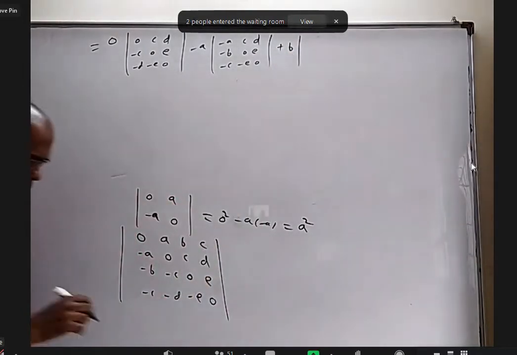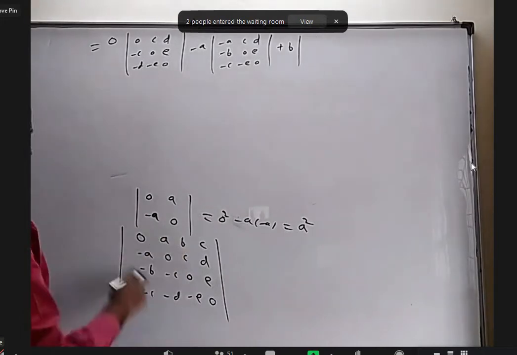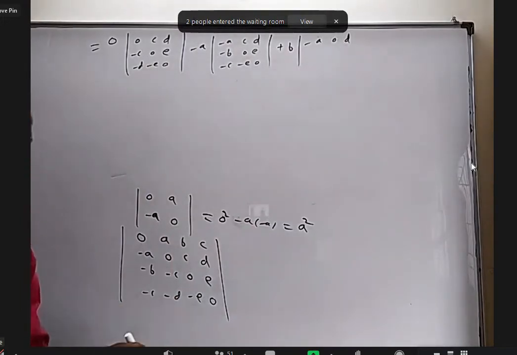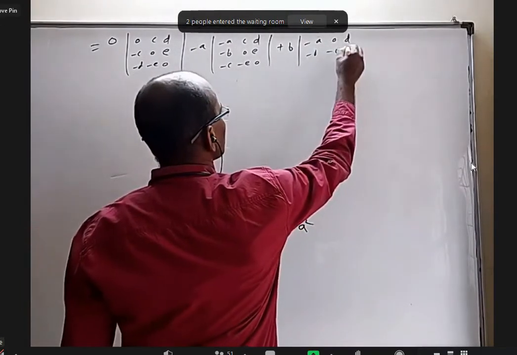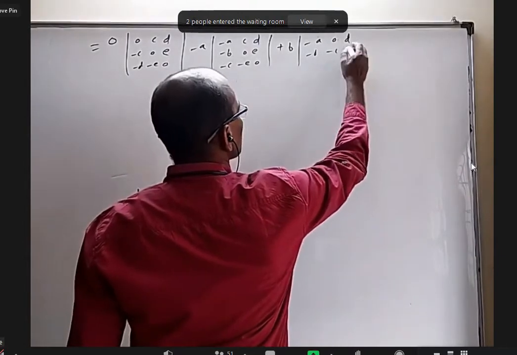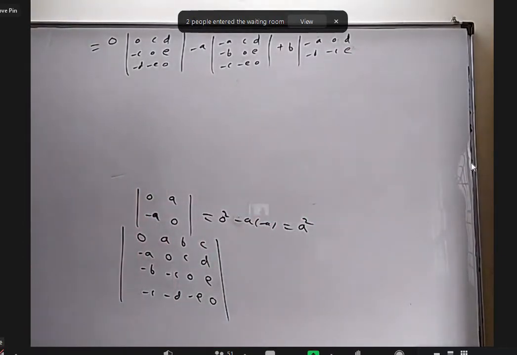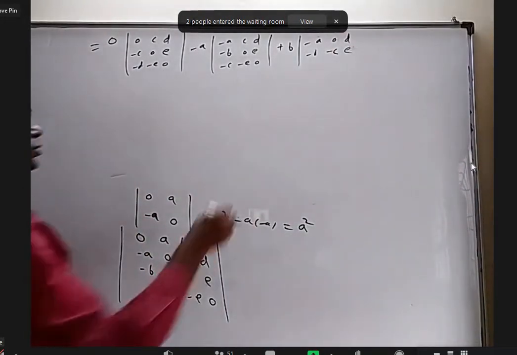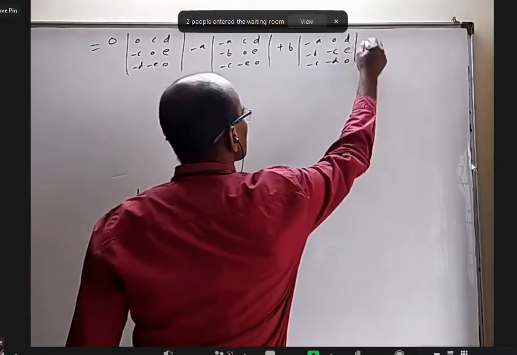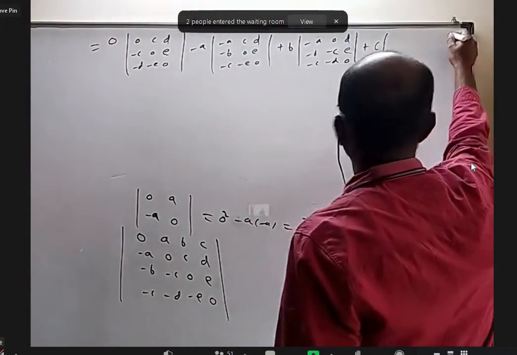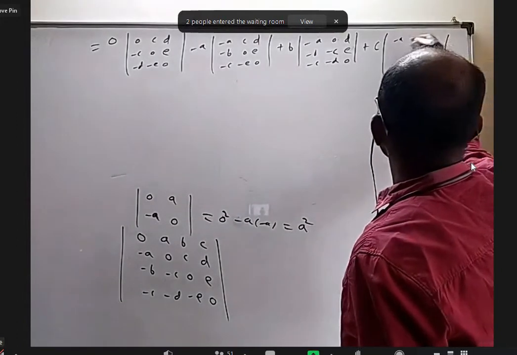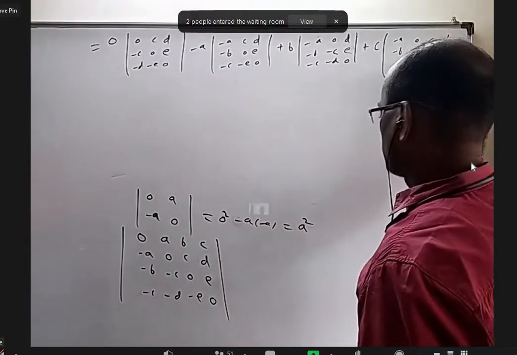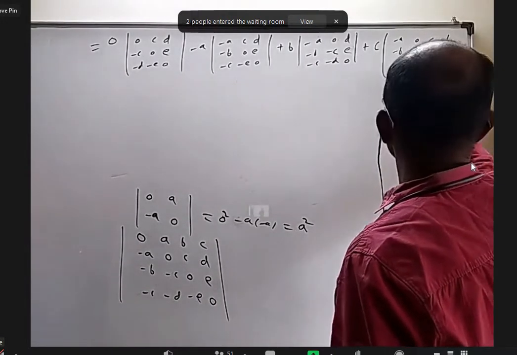Plus B into, forget about this and this: minus A, 0, D; minus B, minus C, minus D; minus C, minus D, 0. Plus C into minus A, 0, C; minus B, minus C, 0; minus C, minus D, minus C.